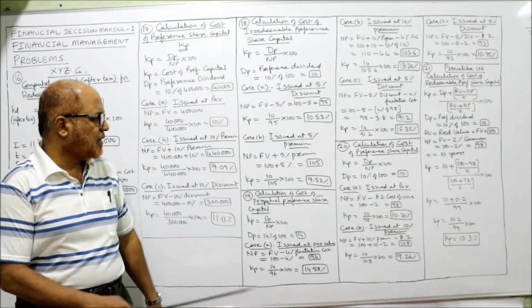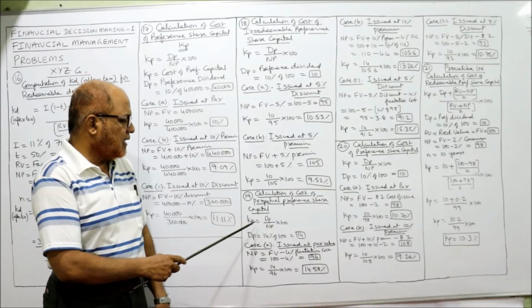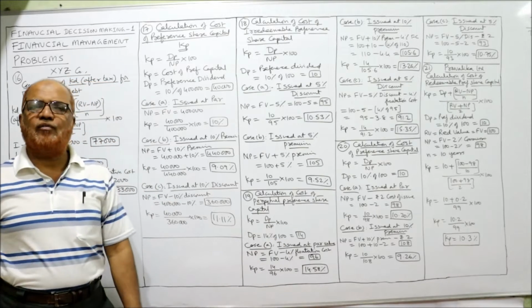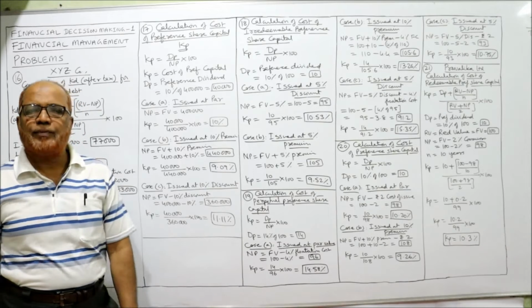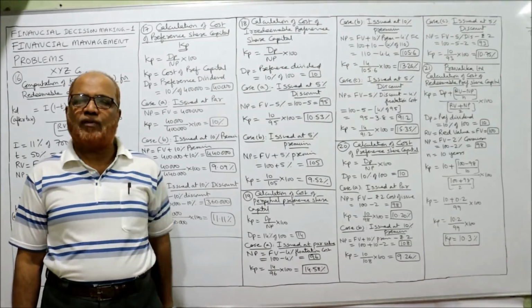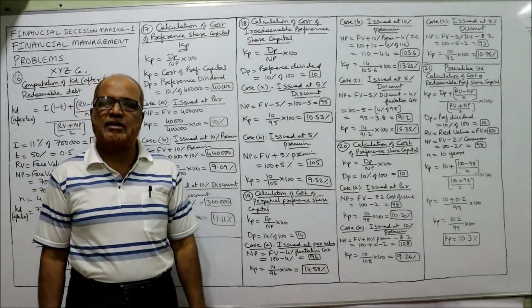Now see carefully. Calculation of cost of preference share capital, this one 19th. KP is equal to DP by NP into 100, same formula. DP is equal to 14% of 100 rupees. The face value of each preference share is 100. So 14% of 100, 14 rupees. This will remain same. DP remains same.